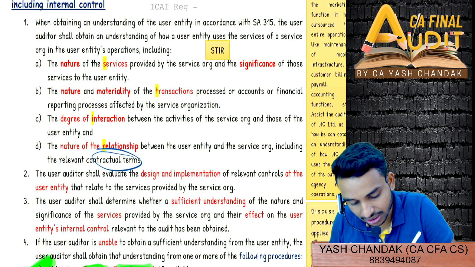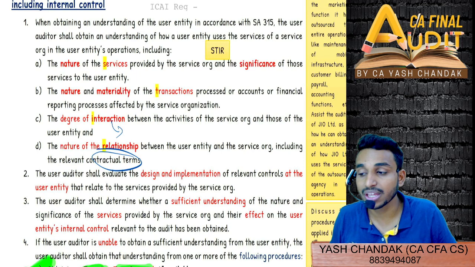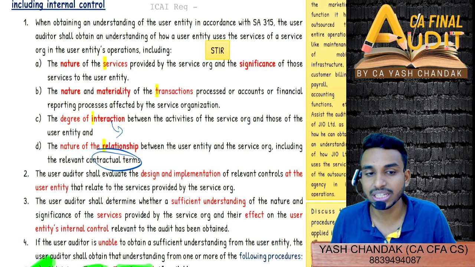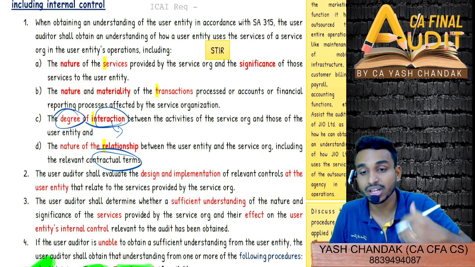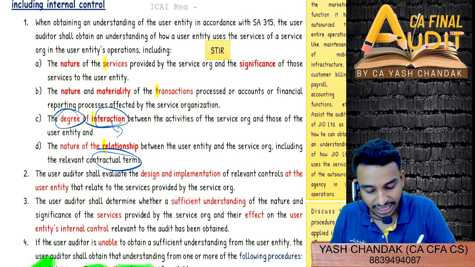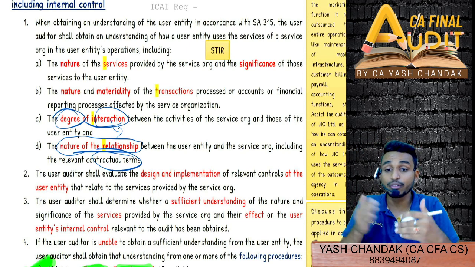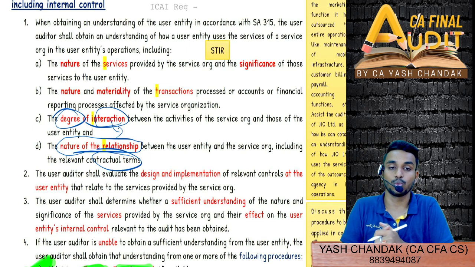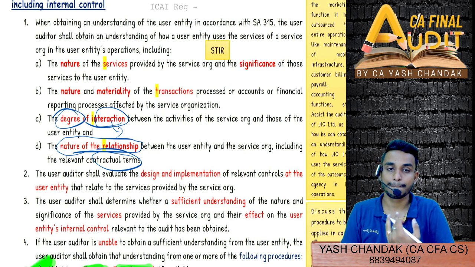So here you will see whether they are properly communicating amongst each other or not. What is the way of communication? How are they communicating, on mail, or in whatever form? Nature of interaction, degree of interaction, how much interaction are they having? And then you will also consider whether they are related to some extent. The nature of relationship between UE and SO also has to be importantly considered.